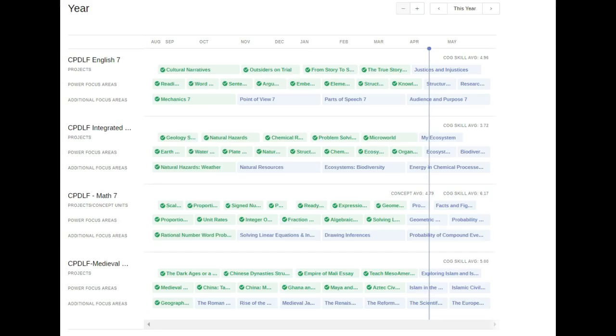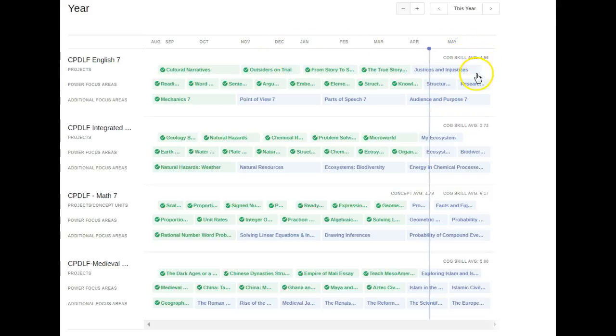So let's take a look at the 7th grade year. We have 5 projects in English for 7th grade. Hopefully your year is looking a lot like this, being caught up to the blue line and everything green. If it's not, then you have some work to do. And again, if you have questions, your first thing should be to go back and review the launch videos.